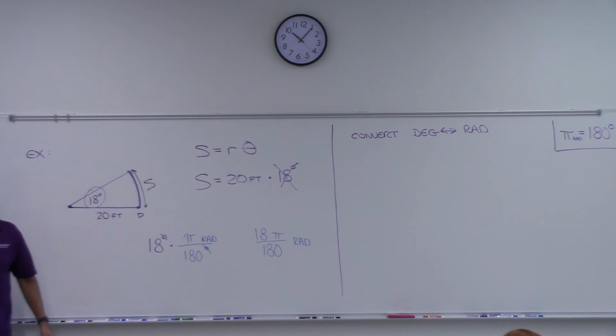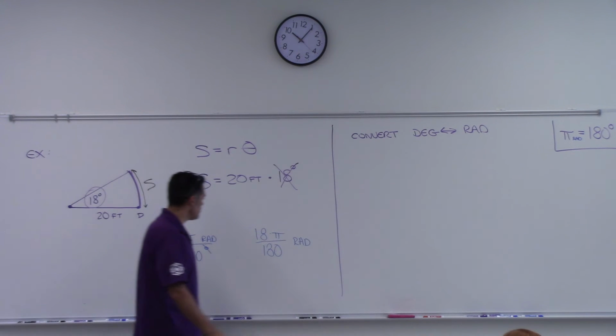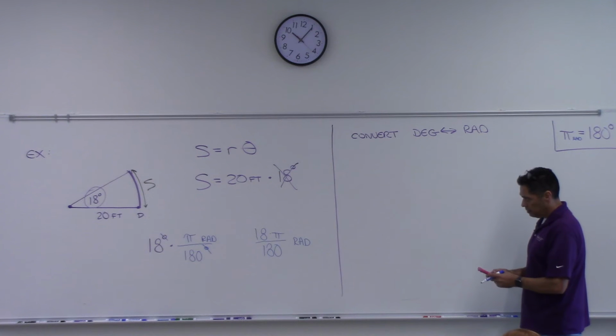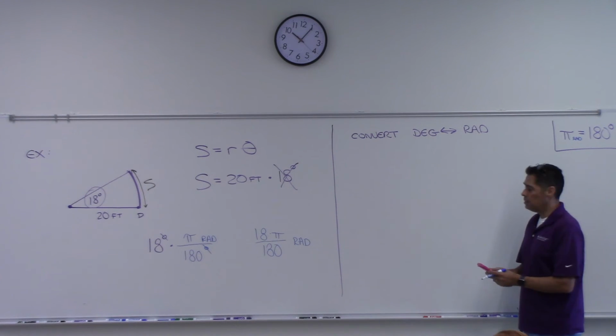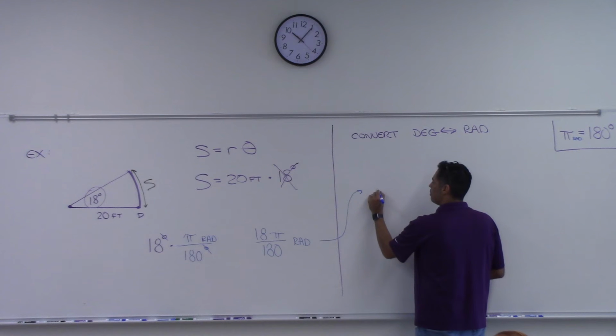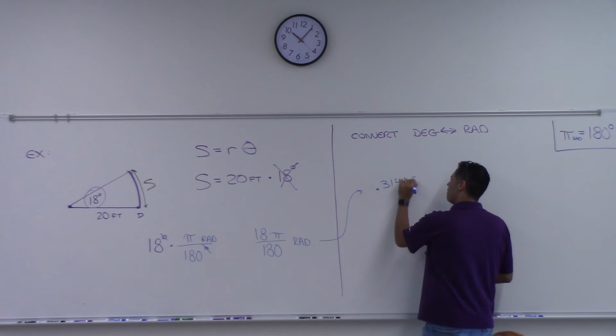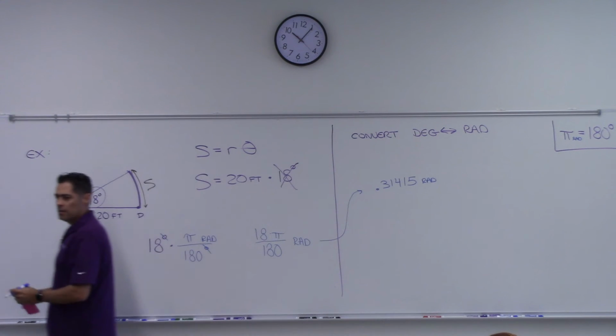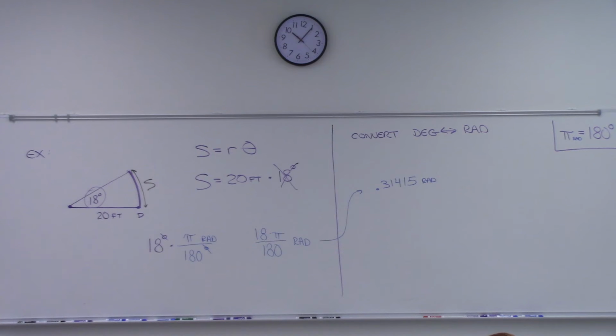So I would recommend you go ahead and just do that on your calculator and give me a decimal answer for that. Let's see. It's 0.3, right? 0.31415. So this turns out to be 0.31415 radians. 18 degrees is 0.31415 radians. Did you all get that? Those of you who did it? Yeah.